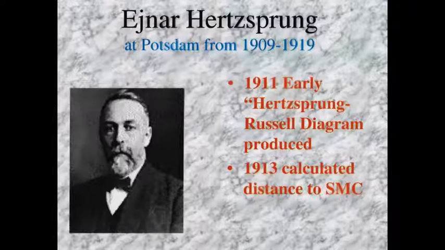And he also attempted to calculate the distance to the Small Magellanic Cloud. This was at a time when the prevailing view appeared to be that these galaxies that you could see, M31 and so on, were just nebulae inside our own galaxy. The concept of external galaxies seemed to be a very minority view at this particular time.